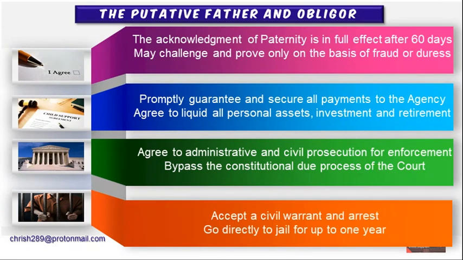You also guaranteed the child support payments to the agency, as well as you had to liquidate all your assets, investments, and retirements. You've also agreed that you will void the courts and go directly to a civil procedure for enforcement. And if the child support agency is successful, they can either issue a warrant for your arrest or ultimately send you to jail for less than a year.